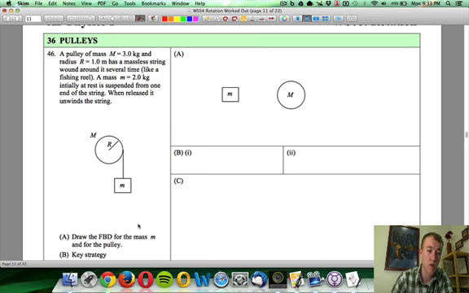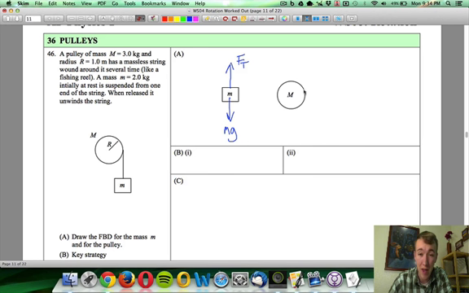And we're supposed to draw a free body diagram for both of these masses. So little m here is going to have the force of gravity, which is little m times g, and then there's also a tension acting upwards on that. Not necessarily balanced, it's probably going to accelerate, so the force of gravity would be stronger there.